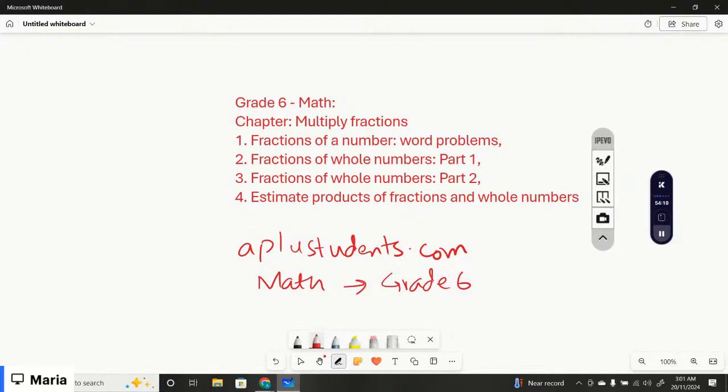The lessons we're going to cover today are fractions of a number word problems, fractions of whole numbers part 1, fractions of whole numbers part 2, estimate products of fractions and whole numbers. So please make sure you have your notebook and pencil so that you can note down the important examples and definitions as well.